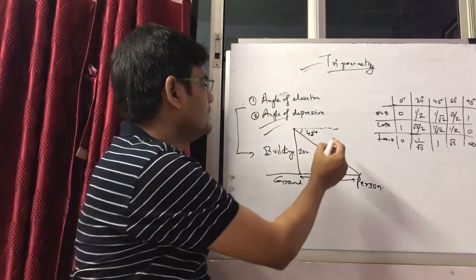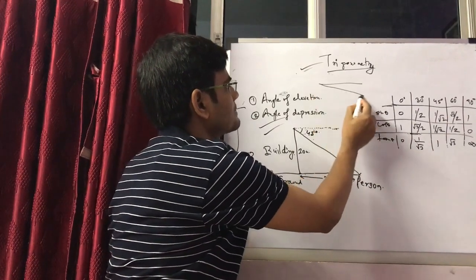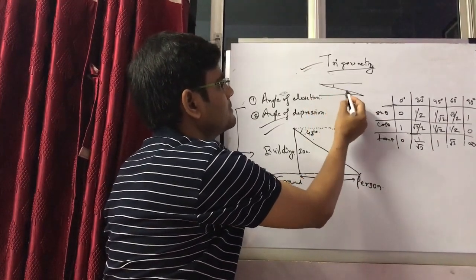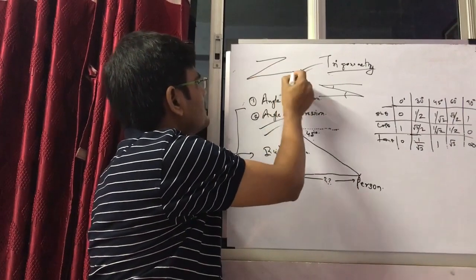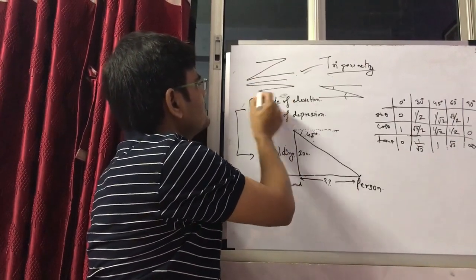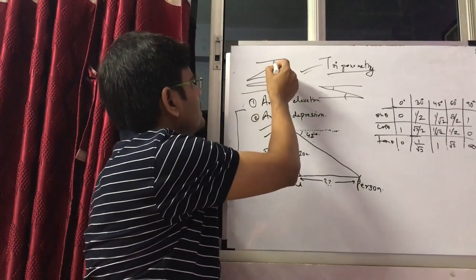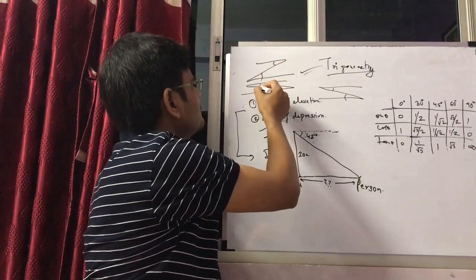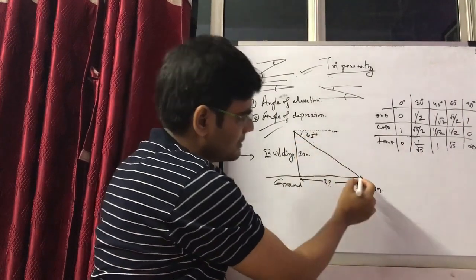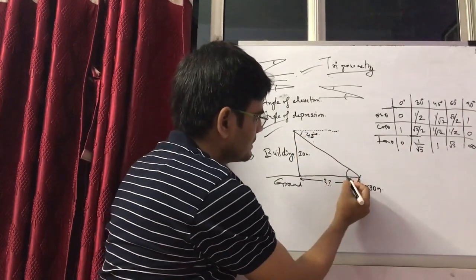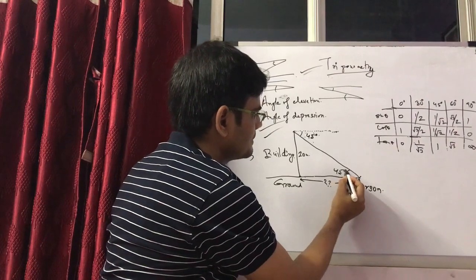First of all, you know alternate angles. This angle is equal to this angle, right? Z angles, it can be either this shape or this shape. These two angles are equal. So similarly, this angle is equal to this angle, which is 45 degree.